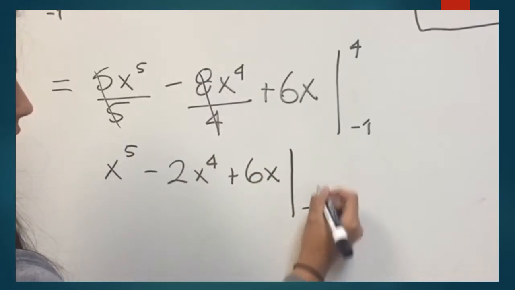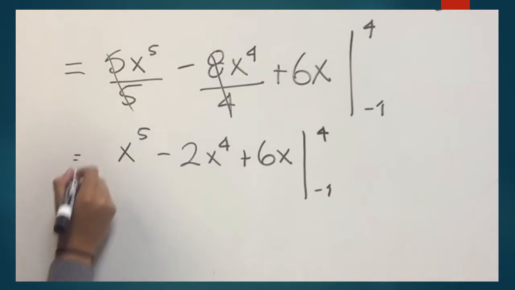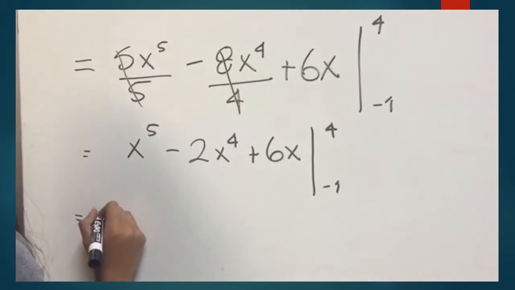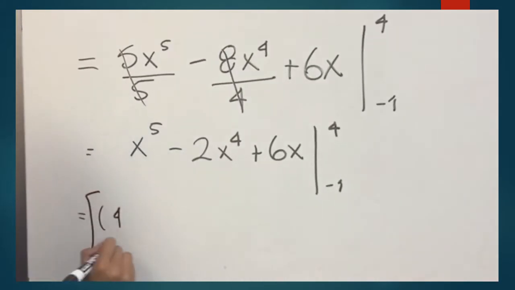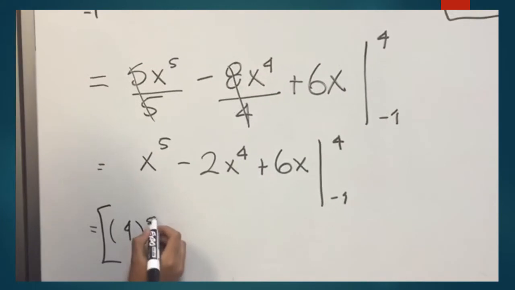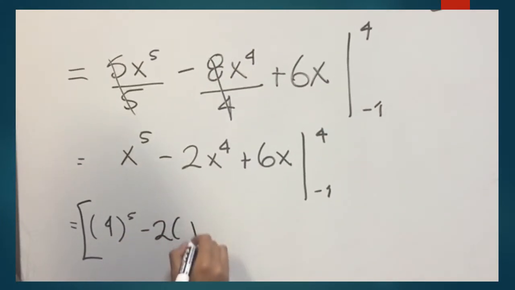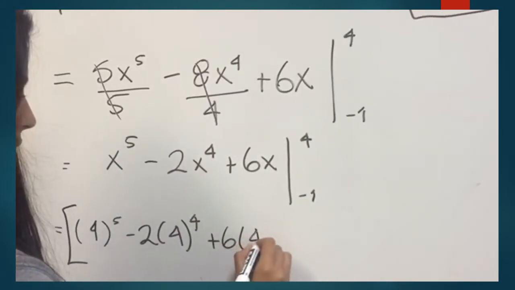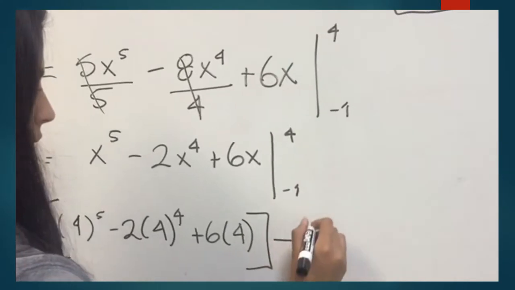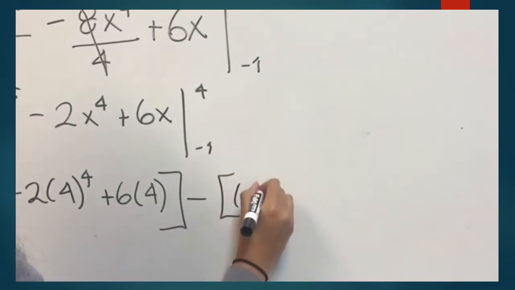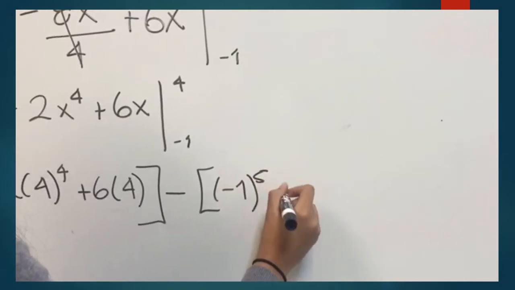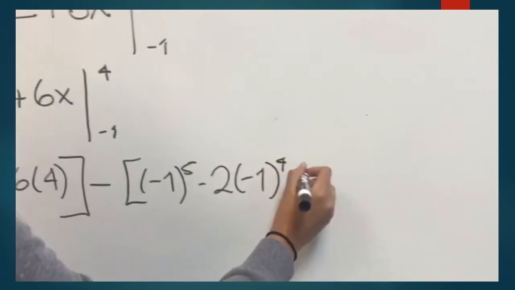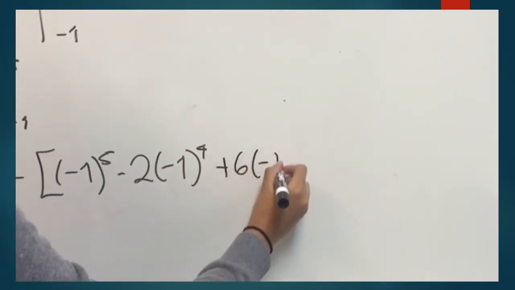Bar -1 to 4. And then we're going to just take the upper limit, subtract it from the lower limit. By doing this, we can find the definite integral. So we're going to take the whole function and plug in 4. 4 to the fifth power minus 2 times 4 to the fourth power plus 6 times 4, minus -1 to the fifth, minus 2 times -1 to the fourth, plus 6 times -1.